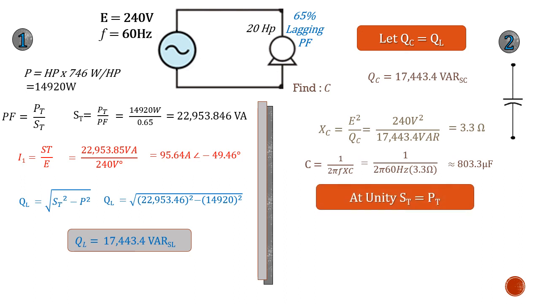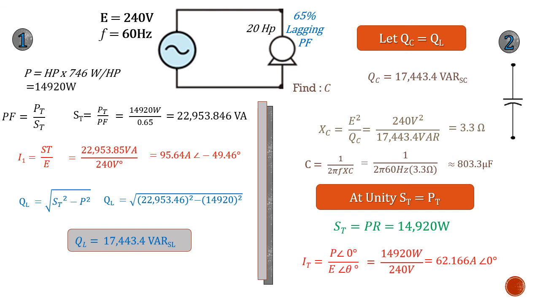We can now find what the corrected current will be for this circuit. Again, since our capacitor is feeding our inductor, our source only has to supply the true power portion of the circuit. Because at unity, our total apparent power equals our true power, which we calculated out to be 14,920 watts. We take our 14,920 watts, divide that by 240 volts. That results in a current of 62.166 amps. And since it's at unity, that current is at 0 degrees.